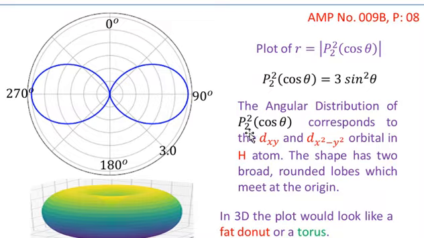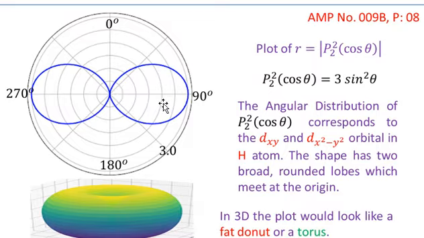The angular distribution of this P2^2 of cos theta corresponds to the two orbitals dxy and dx square minus y square orbitals. So these are the two orbitals which are associated with such a figure when it is lying on the xy plane. This bundle is lying on the xy plane. We refer to this as a dxy orbital.